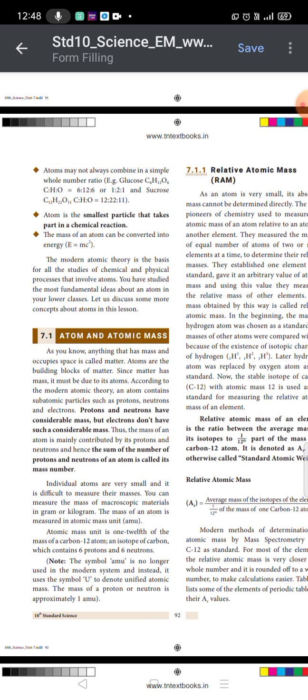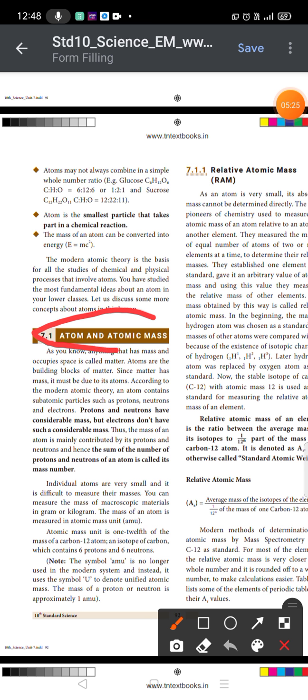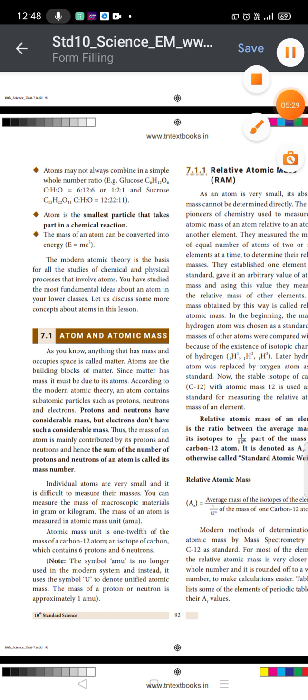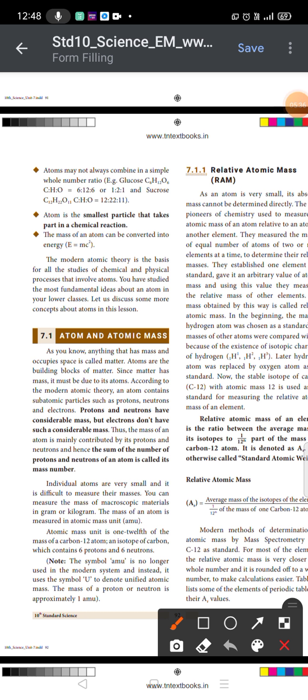Atom and atomic mass. In this paragraph, we are going to learn atom and atomic mass. Atoms are the smallest particles, and we cannot see them with our naked eye. They can be seen only through a microscope. So atoms are the building blocks of matter. Since matter has mass, it must be due to its atoms.